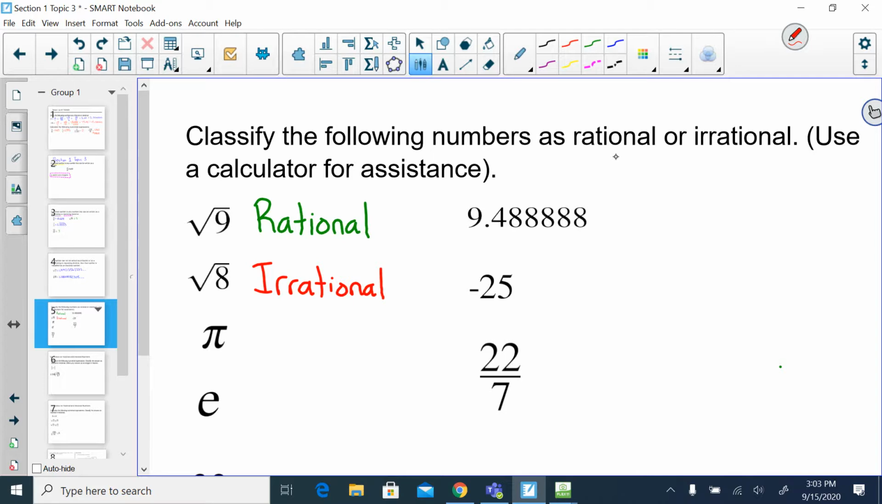Okay. If you type in the number pi, it is 3.1415926, and it keeps going on further than that. So this one is classified as irrational. E, okay? E is 2.7182818, and it keeps going further than that. So this one is irrational as well.